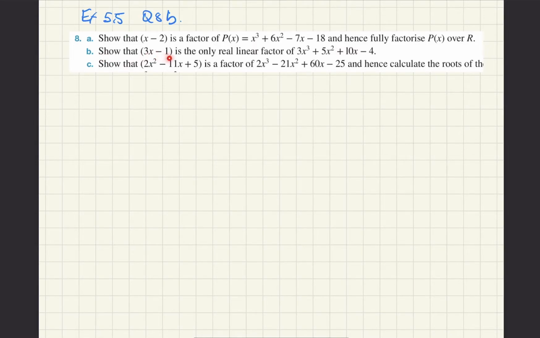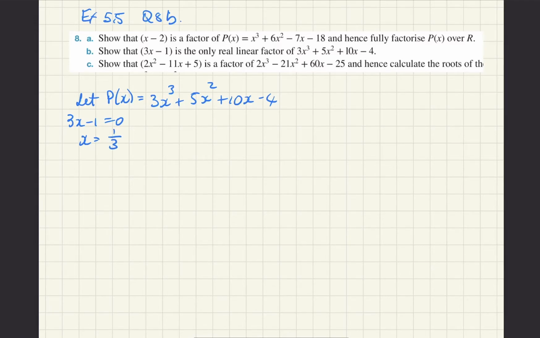Show that 3x minus 1 is the only real linear factor of 3x cubed plus 5x squared plus 10x minus 4. What I'm going to do is say let p(x) equal 3x cubed plus 5x squared plus 10x minus 4. We first have to show that this is a linear factor. If it's a factor, it means where 3x minus 1 equals 0, which means x equals, add 1 to both sides, divide by 3.